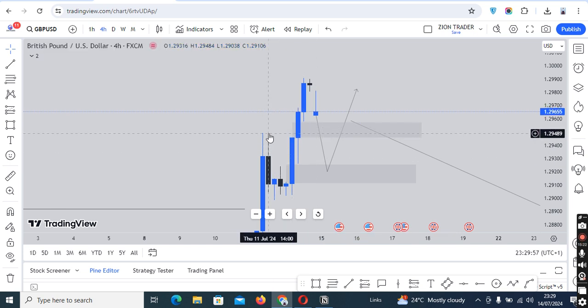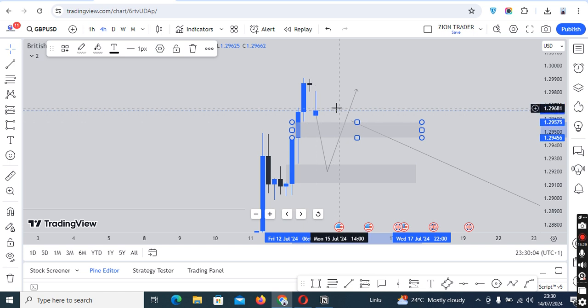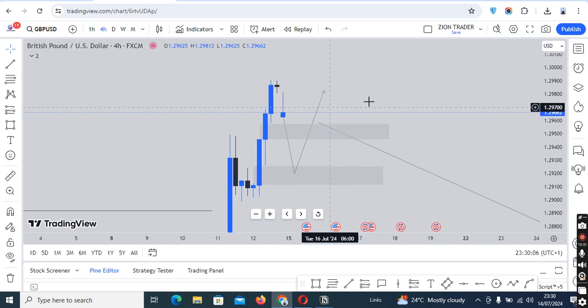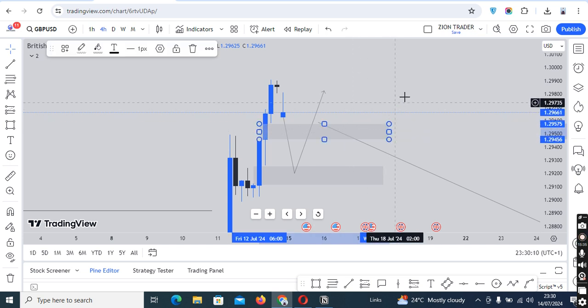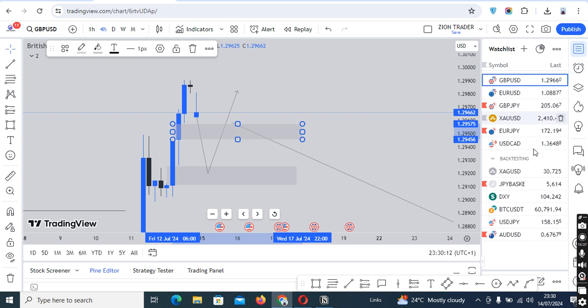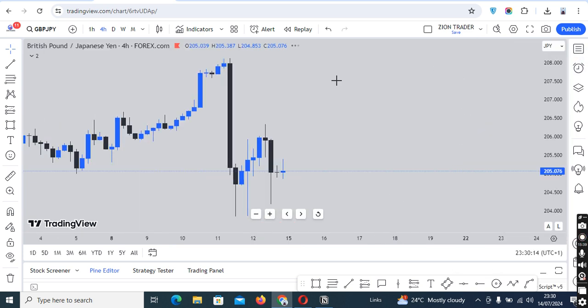You know, this fair value gap is in confluence with this mitigation block, right? So with that, my extra confirmation is a shallow sweep. If I see a shallow sweep before a change of character on the 1 hour time frame, I'll take a buy from there, right? So let's come to GBPJPY.